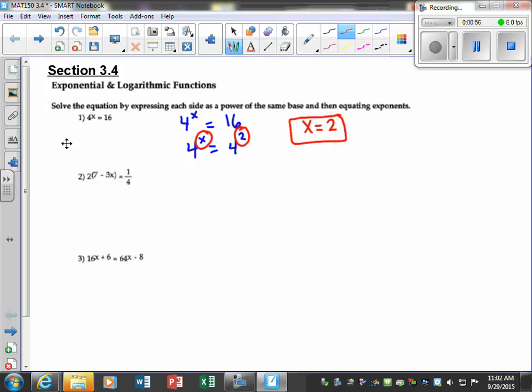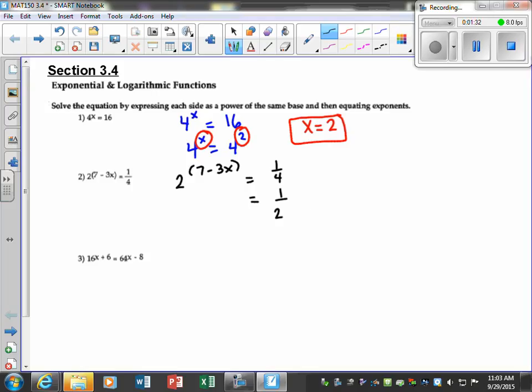Okay, trying to rewrite these to the same power. So first of all, we have a 2. Let's rewrite these. This is 2 raised to the 7 minus 3x as the exponent is equal to 1/4. Now, our directions tell us to try to write with the power of the same base. So we want to have a same base. Well, we know this one's a base 2, and out of 1/4, we could possibly work with this 4 to get a base 2. So let's work with that 1/4.